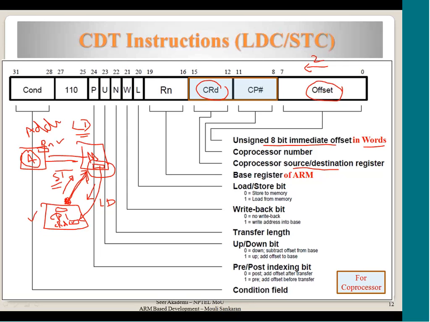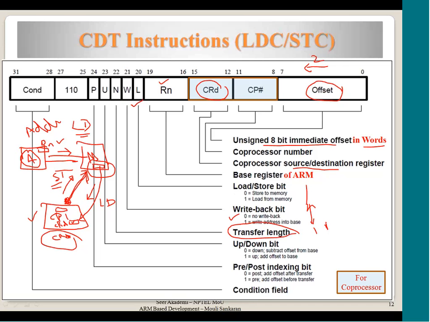So, RN is a register used for the address generation, and CRD is a destination or source register used for the data values in the coprocessor. And offset is something to do with the arithmetic. Now, how it has to be generated by the ARM: the offset is used, and based on whether it is a load or store, this bit will be set, and whether the newly computed address can be written back into the base register or not is decided by this bit pattern. And transfer length is to say whether it is a single or multiple word.